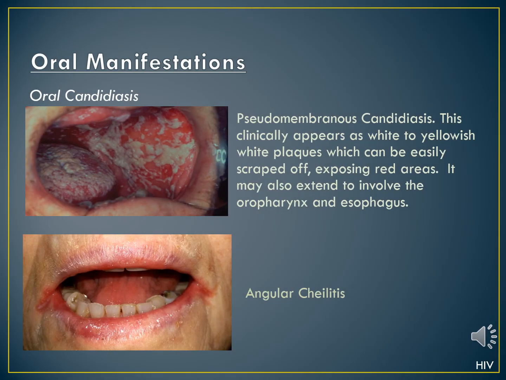Next, we'll see the oral manifestations of HIV. So oral manifestation of HIV can be divided into two parts, which is the oral candidiasis and also periodontal lesions. So under oral candidiasis, there are 4 types. The first one is pseudomembranous candidiasis. This clinically appears as white to yellowish white plaques which can be easily scraped off, exposing red areas. It may also extend to involve the oropharynx and esophagus. And this oral pseudomembranous candidiasis usually occurs in the tongue and also on the buccal mucosa. Next is angular cheilitis. Angular cheilitis is the redness at the angle of the lip.